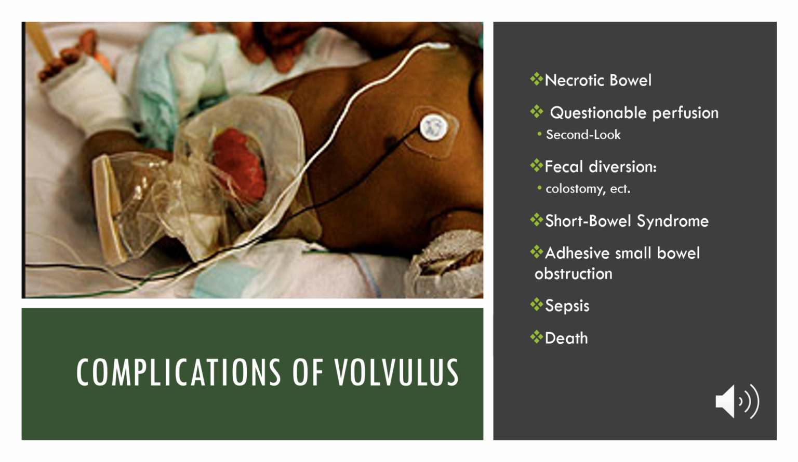Other complications include fecal diversions such as ileostomy or colostomy, short bowel syndrome, in which we're about to go into great detail in the next slide, adhesive small bowel obstructions. This is when scar tissue or adhesions block the intestine from functioning properly, sepsis, and sadly death.